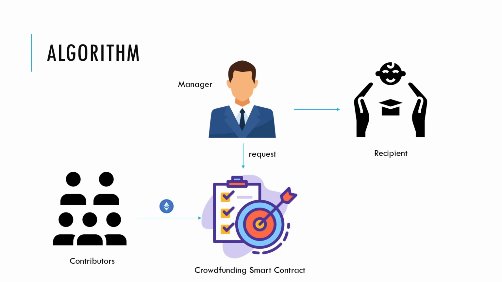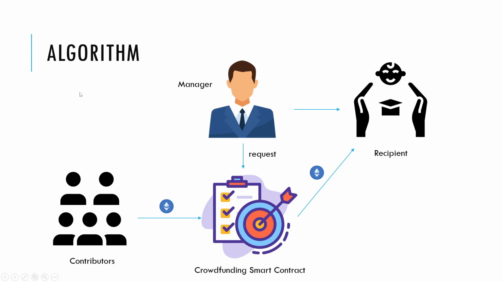It can be women education, it can be child education, or whatever this manager has created. Now after this contribution is made to the crowdfunding smart contract, there will be voting from these contributors. They will vote whether they support this particular request raised by the manager or not. If there are 50% plus votes for the request, in that case, the ether that was transferred to this smart contract will be transferred to the recipient address, and in this way the request will be fulfilled.